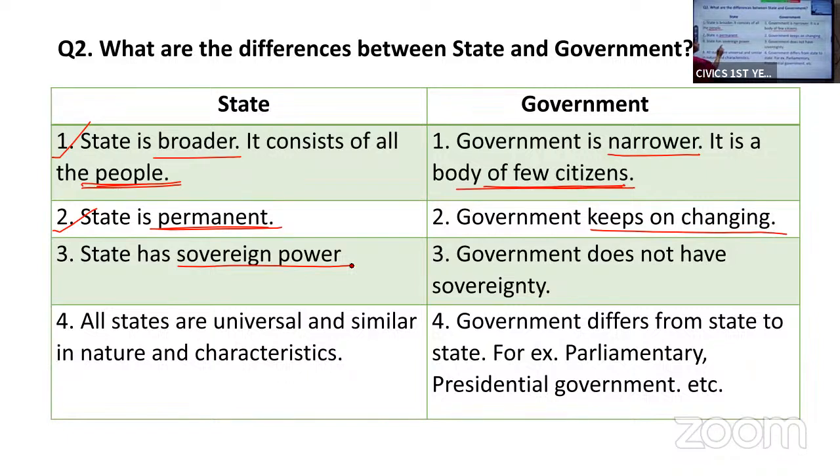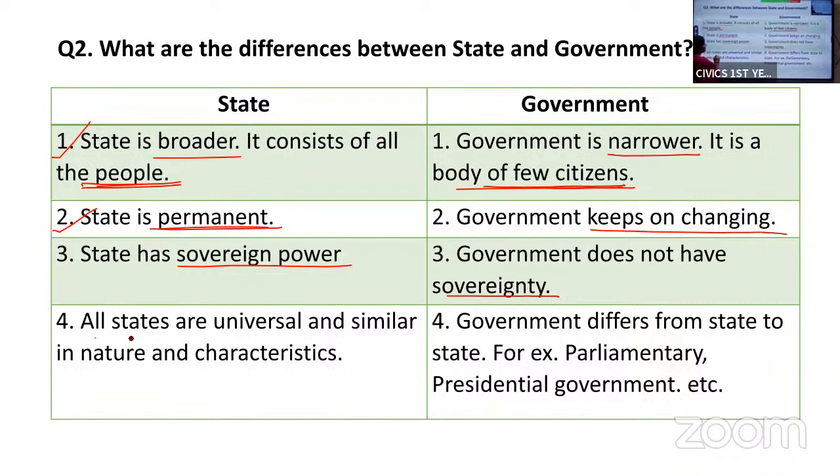Next, state has got sovereign power, that is sovereignty, supreme power. It has control over all the individuals and associations. But government does not have sovereignty.